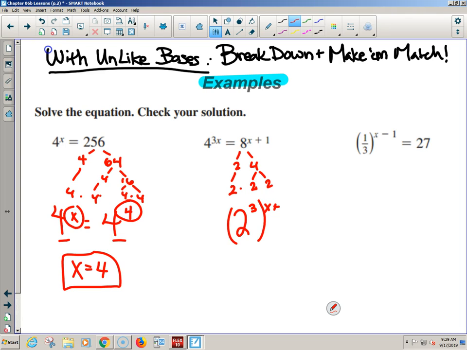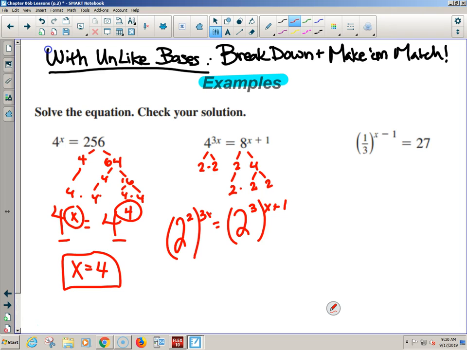But now what's the problem? Who's on the other side? They don't match. Oh, you've got to break down both of them. Don't just break down the 8. We have to break down both. We've got to make a match. So if we can't make 8 into a power of 4, but we can make it into a power of 2, can we make 4 into a power of 2? Yeah.